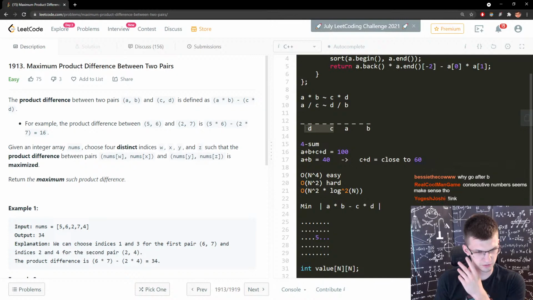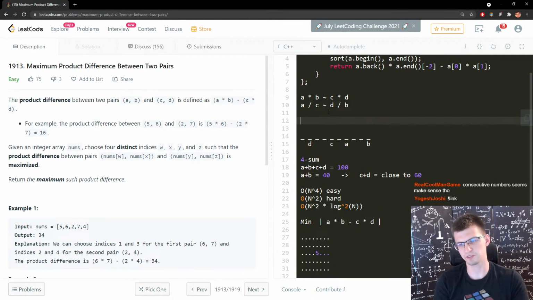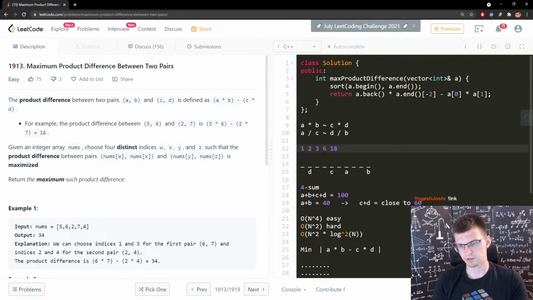And no, it isn't true that it will be best for consecutive numbers. I can show you an example where it will not be consecutive numbers. 1, 2, 3, 6, 18. Is that a good example? Not really.